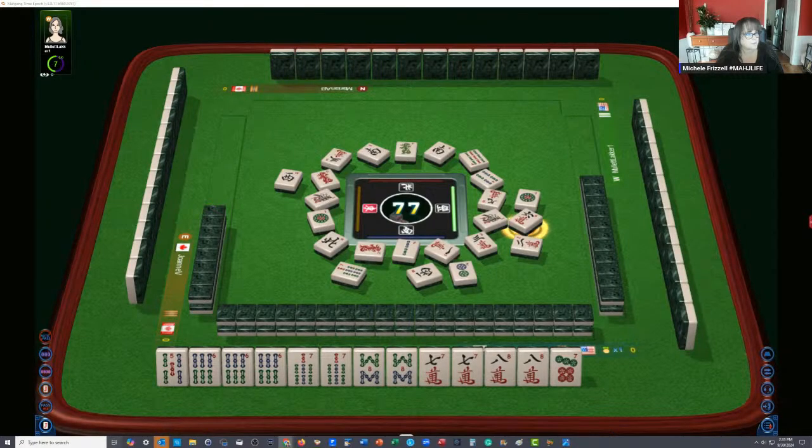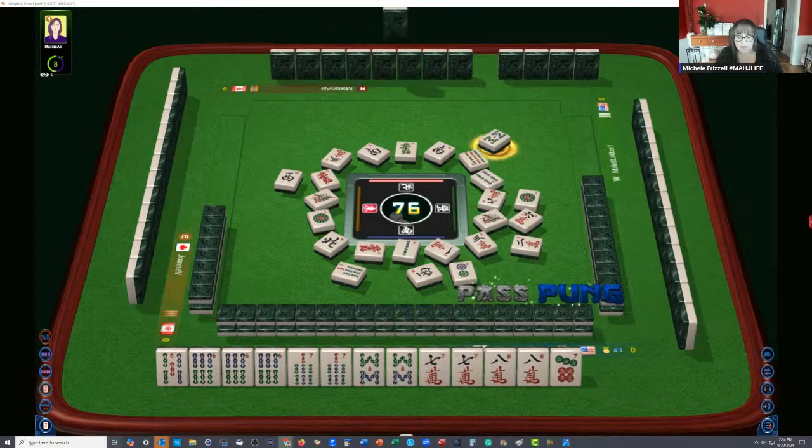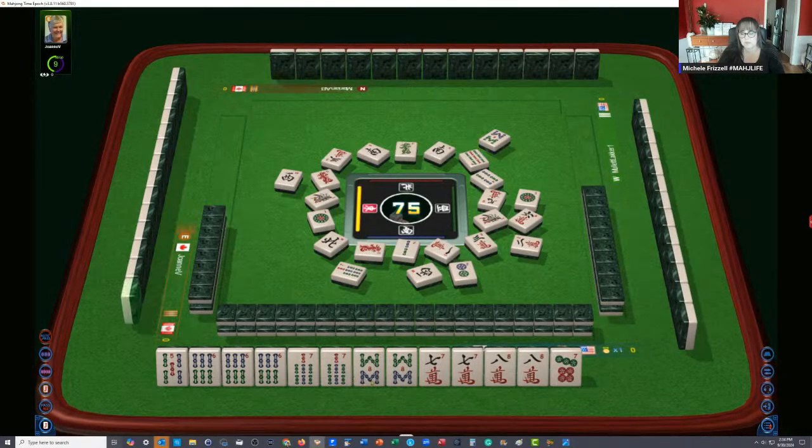Six characters. All right, so let's see. 8 bamboos. It would be ideal to get, see, we're not ready for that either. So I would say 3, 7, 8 in bamboos, cracks. Let's just wait and see.